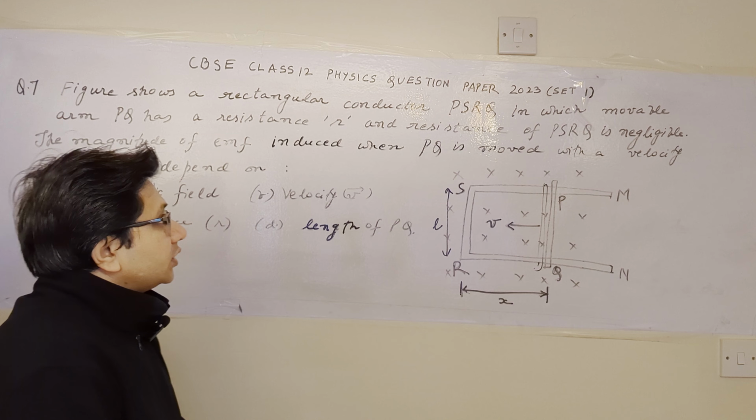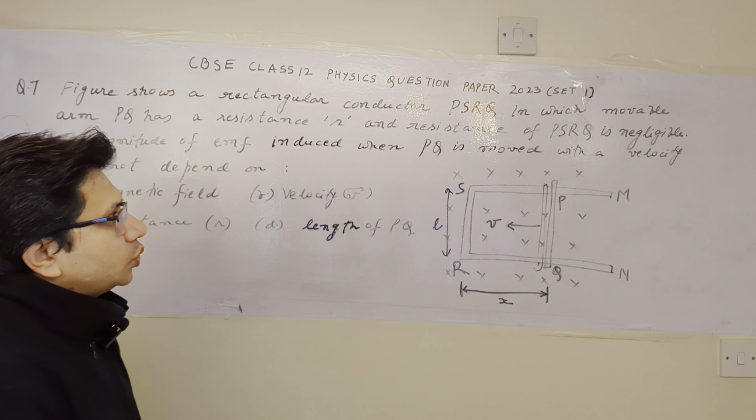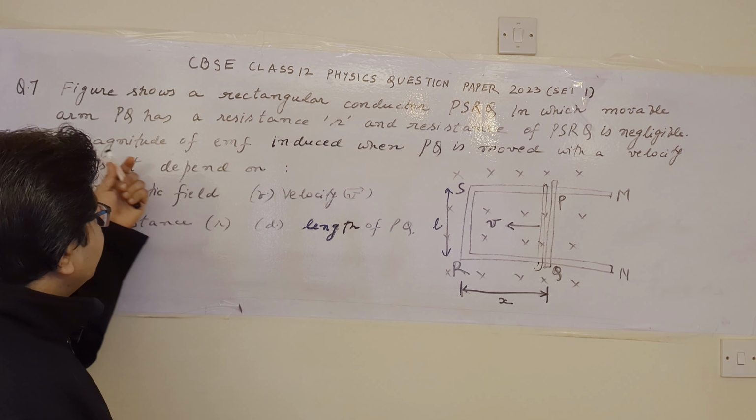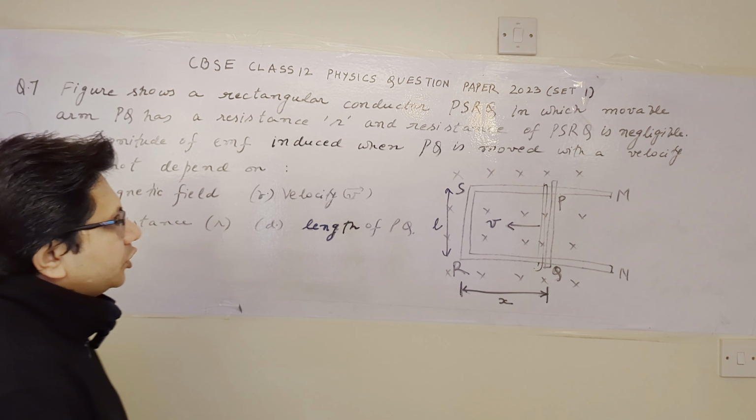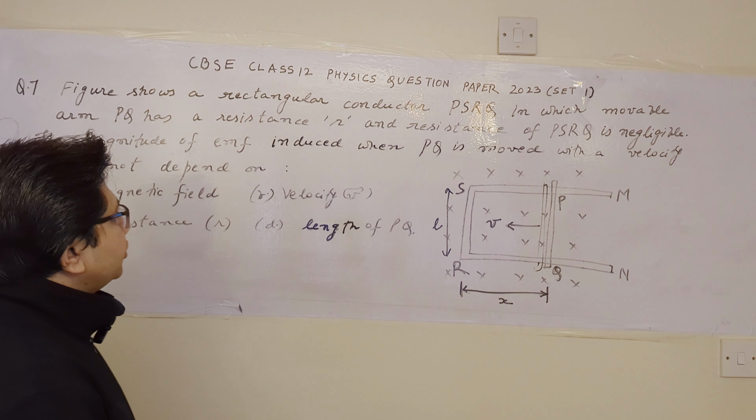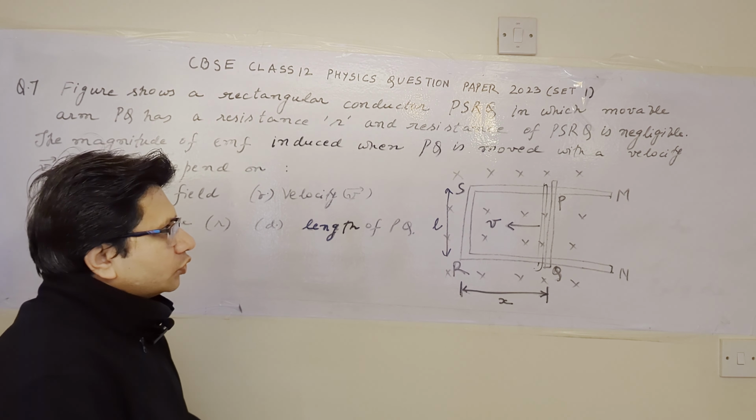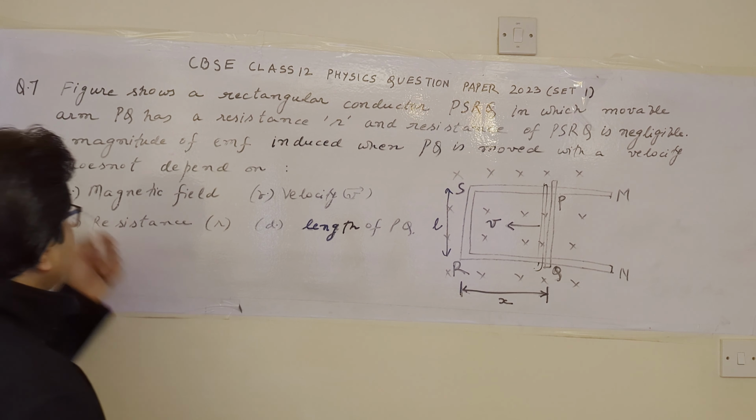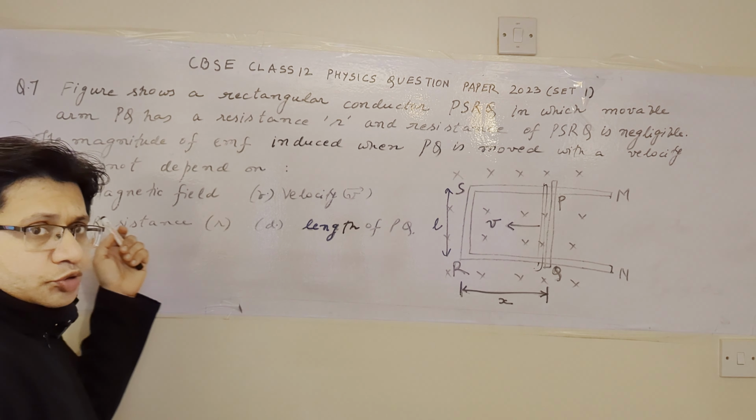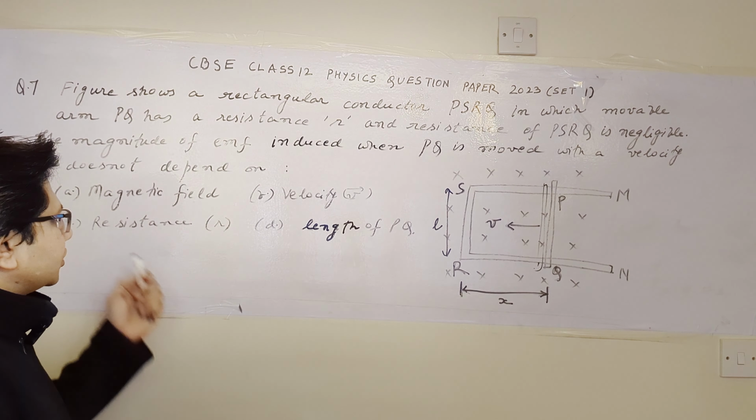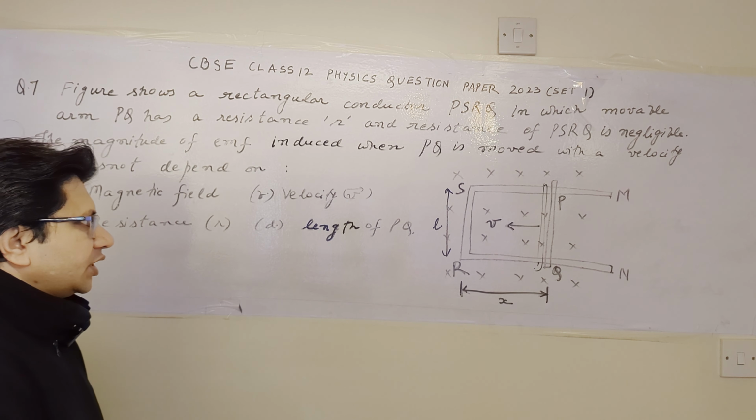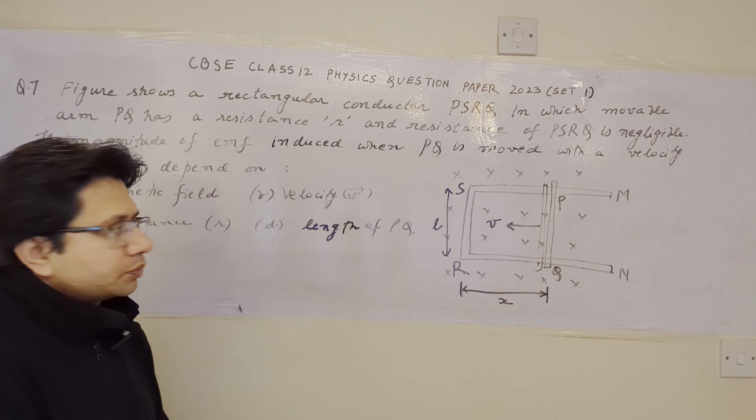Hope you're doing well. Now the question is, figure shows a rectangular conductor PSRQ in which movable arm PQ has a resistance small r and the resistance of PSRQ is negligible. The magnitude of EMF induced when PQ is moved with a velocity v does not depend on option A magnetic field, option B velocity, option C resistance and option D length of PQ.